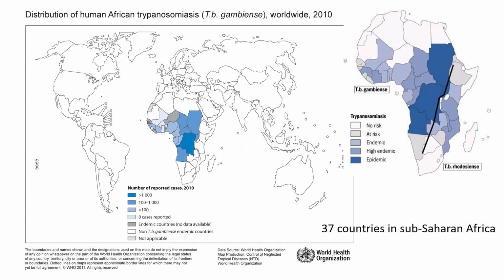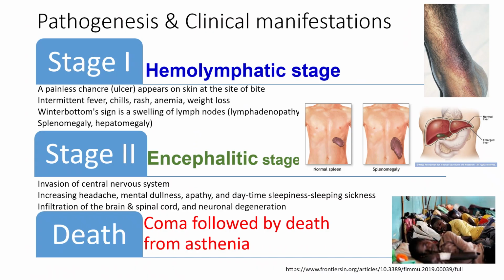So this is how the distribution of African trypanosomiasis is shown in this slide here. So 37 countries in Sub-Saharan Africa actually have this infection.